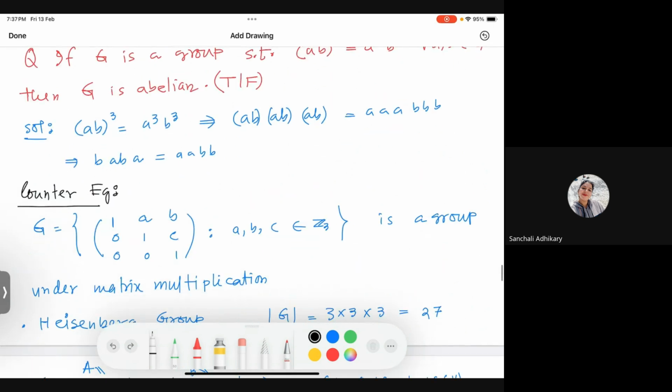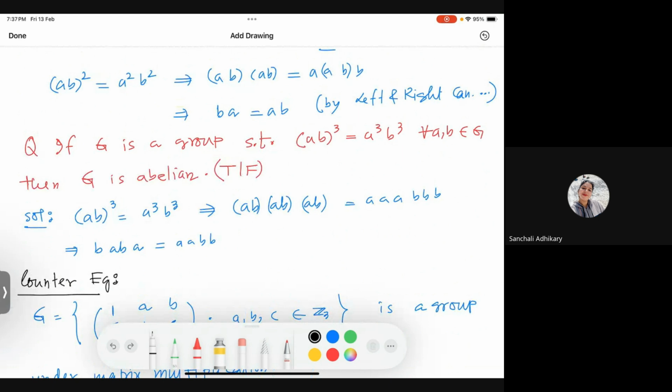So, what is (AB)^3? AB means some D, right? A into B, its cube is equal to, this is some D, this is a matrix, so this is equal to identity. And if you find A^3 into B^3, A^3 is also identity and B^3 is also identity. Identity times identity is identity, so the left side and right side are both equal. So this property holds. But is the group abelian?